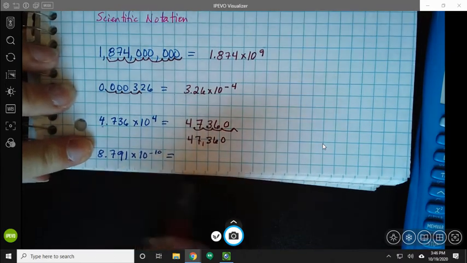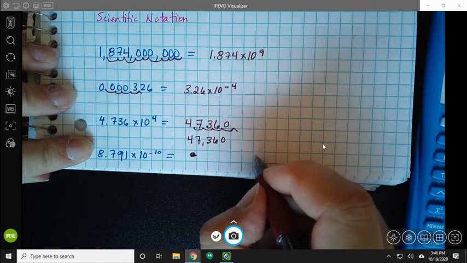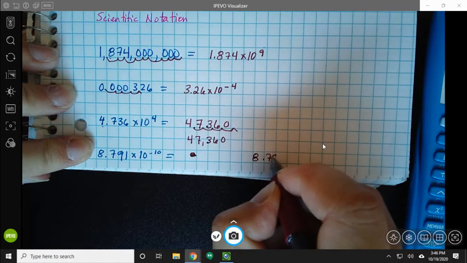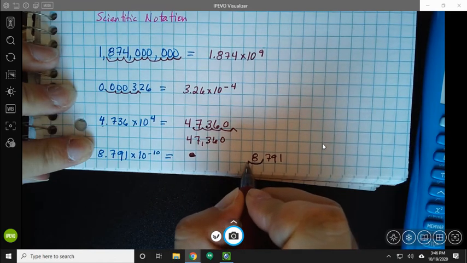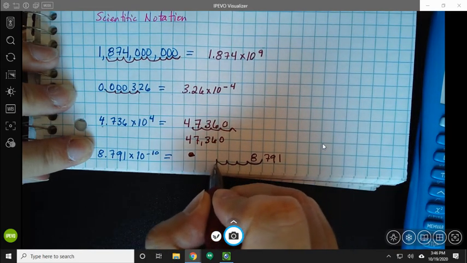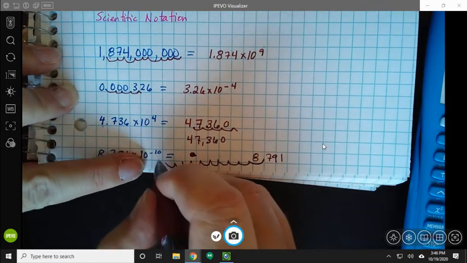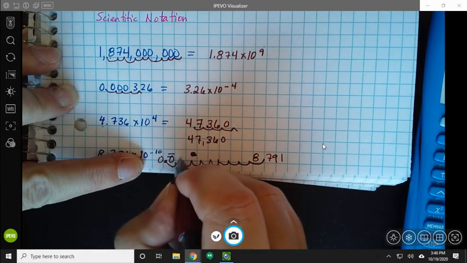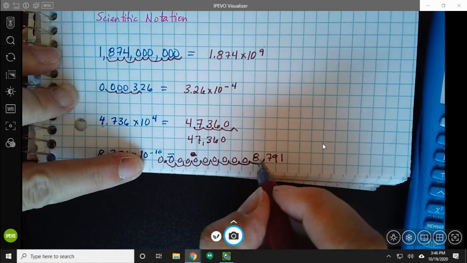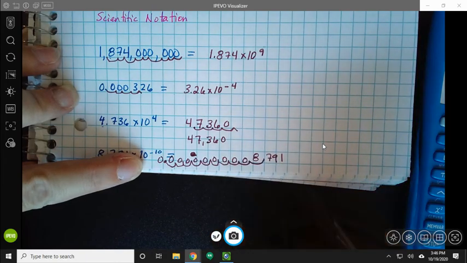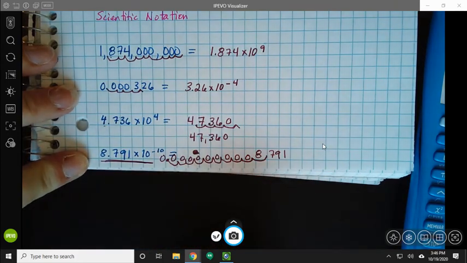This one down here, same basic way. Move it over here just a bit. So 8.791. Now I'm going to move this 10 places. So 1, 2, 3, 4, 5, 6, 7, 8, 9, 10. 0.00000008791. So as you can see, that's a whole lot easier way to do that.